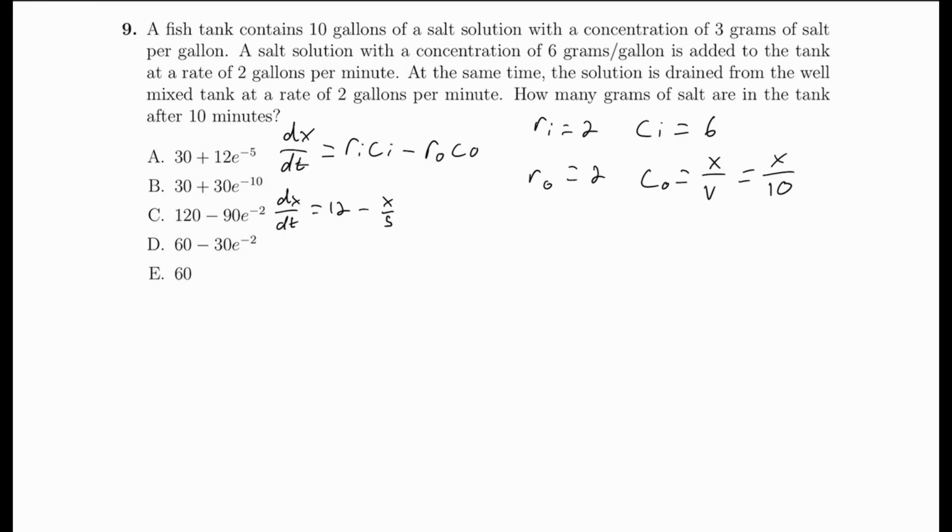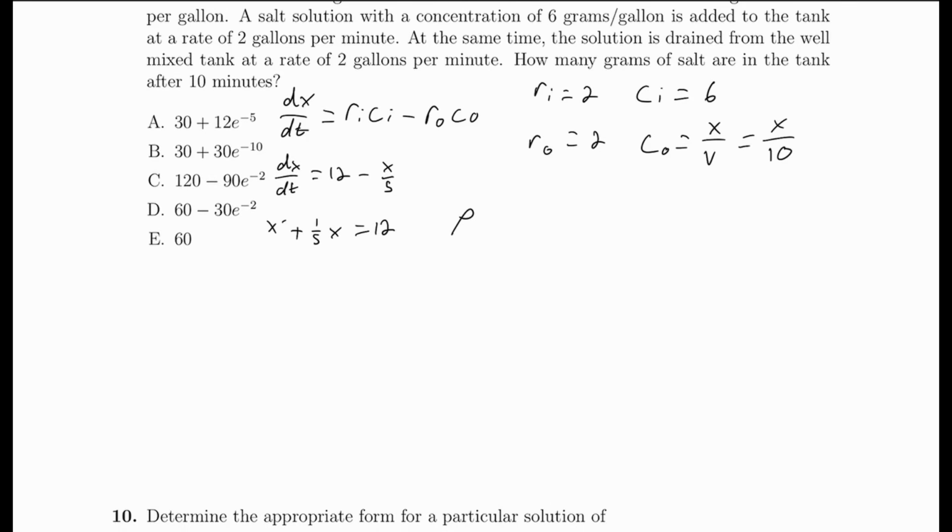Go ahead and rewrite this with all our x terms on one side, and I'll write this as x prime plus 1/5 x is equal to 12. And we can see now pretty clearly that's a linear differential equation. We can go ahead and find our integrating factor. Rho is equal to e to the integral of 1/5, because that's the coefficient on our x term, dt, and that gets us e to the t over 5.